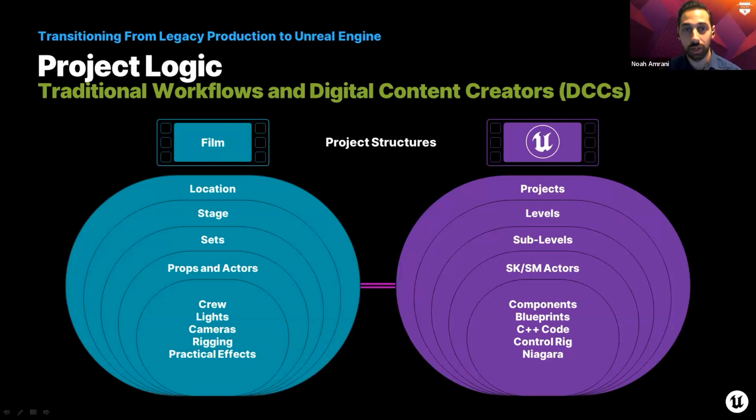So our location is our project or our project file, and the stage is going to be our levels. And then any set pieces we're building in there can be thought of as sub-levels, levels within levels, basically. And props and actors are going to be things like our SK or SM, or skeletal or static mesh actors. And then we have other supporting things in there, like different components or blueprints or C++ code or control rigging. Instead of rigging, we have control rigs. And instead of practical effects, we have something like Niagara that we can use for simulations.